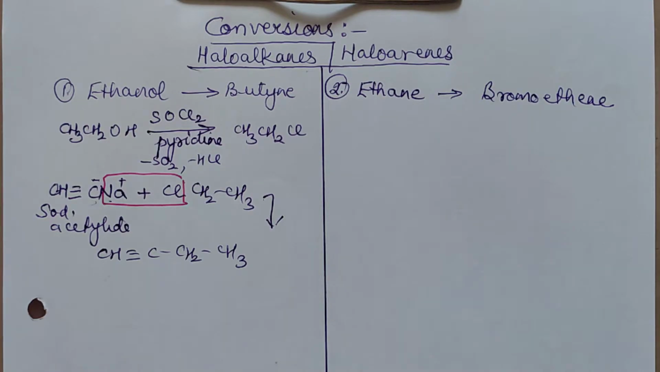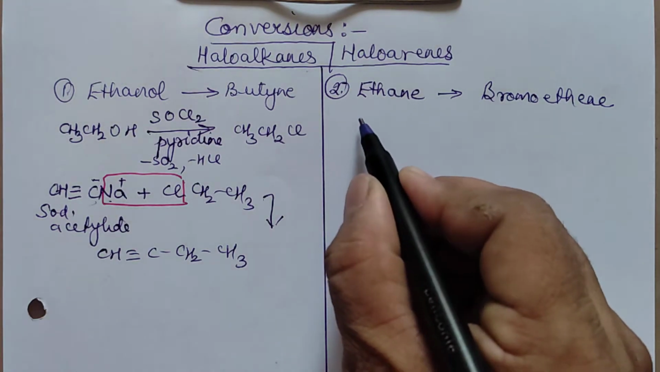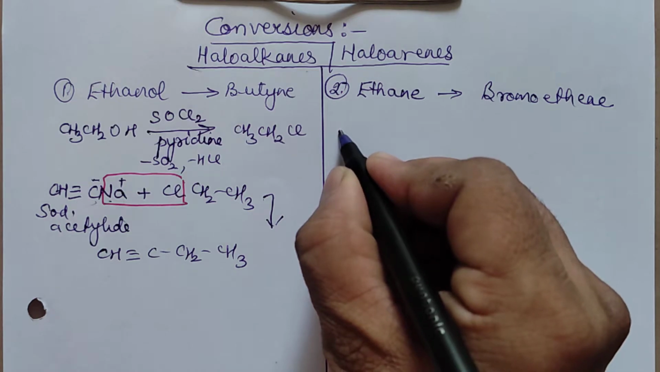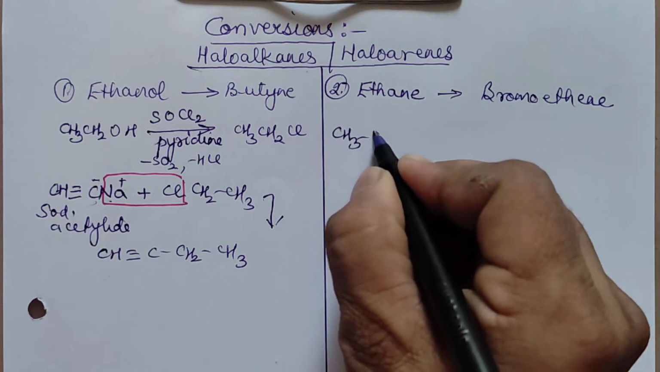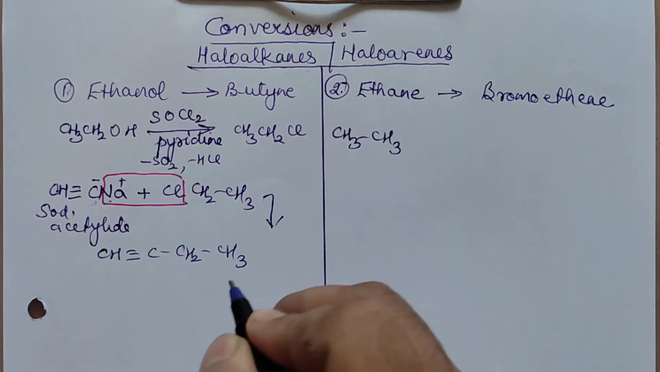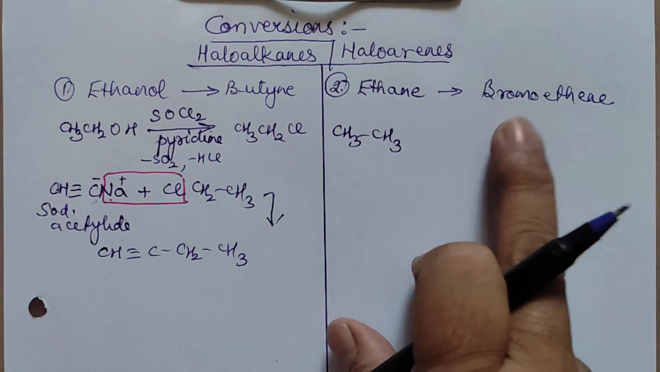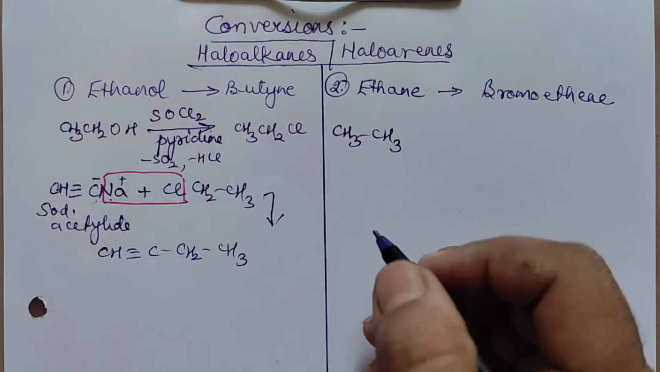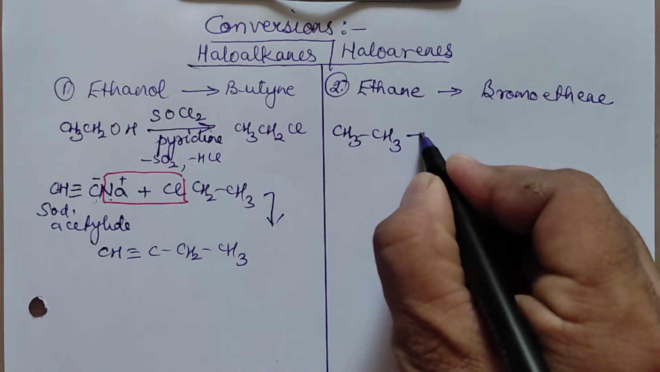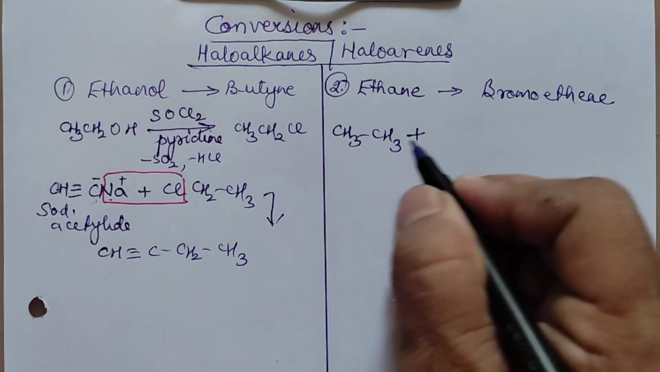Okay. Next one. Ethane to bromoethene. So we will write down ethane. Carbon atoms are not increasing, and we don't want to decrease the carbon atoms either. Bromine is also there. So what we will do is, first you will carry out its reaction with bromine.